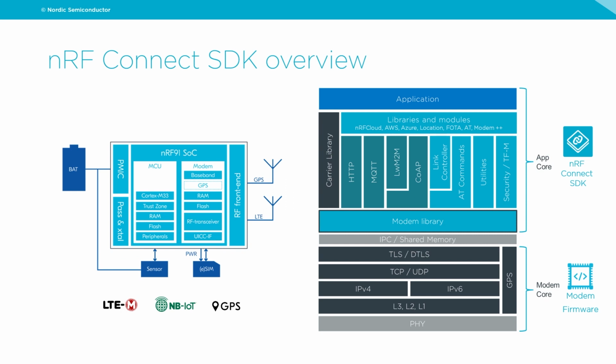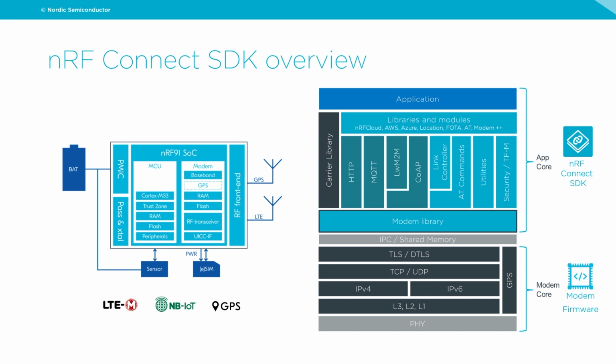Just a quick overview of the nRF Connect SDK. On the left-hand side, you can see the nRF9160 system in package. All you really need to add is a battery, one or multiple sensors, a SIM card, and GPS and LTE antennas. GPS is optional depending on whether you need to use it or not. Most of the important things are actually inside the SiP itself, which is very useful.